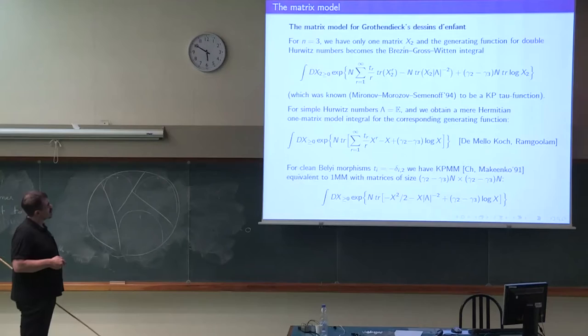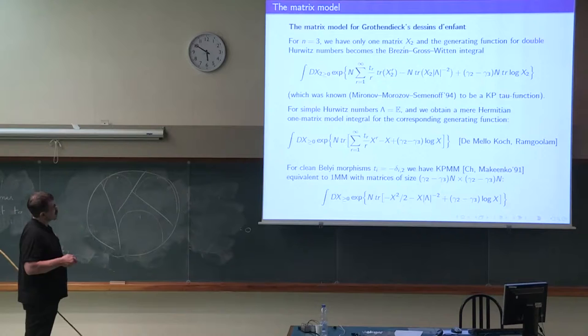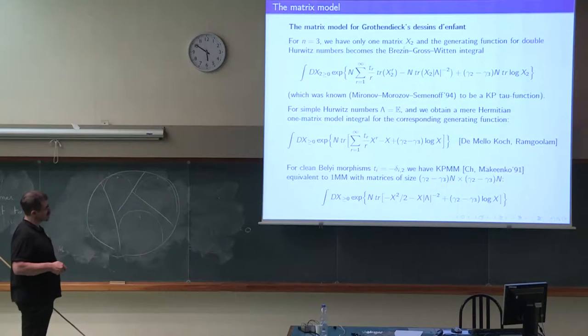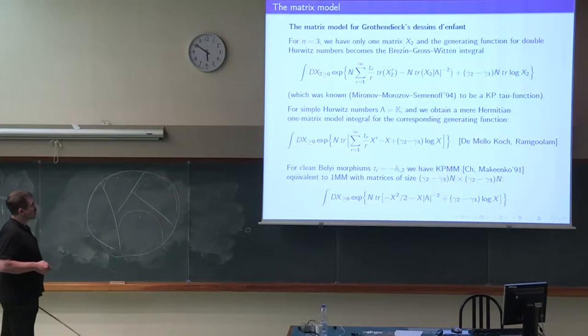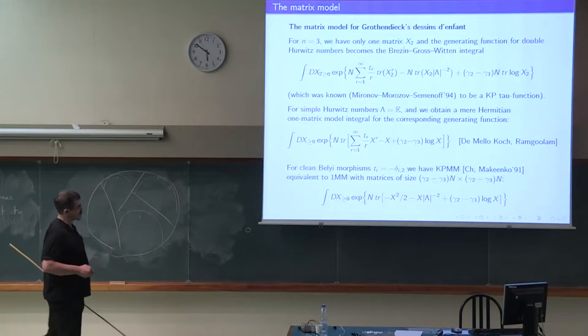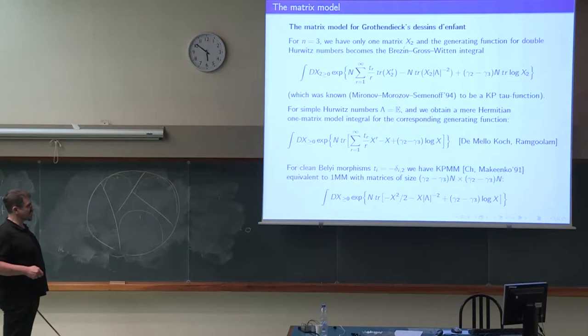For simple Hurwitz numbers, when we don't have this lambda, then we just have a linear term of this form, and we obtain just a simple Hermitian matrix model, also considered by Dubrovin and others with respect to the same problem. For clean Belyi morphisms, of course, for simple Hurwitz numbers, when we set now these times to be, so we just pick up only the second time from this set and obtain the model with external field and with Gaussian and logarithmic term, this model is known again to be a Kontsevich-Penner matrix model, and this model is actually equivalent to a one matrix model with matrices of the size that is given by the coefficient of this logarithmic term.